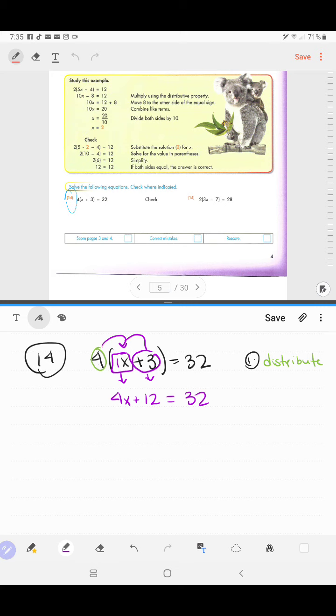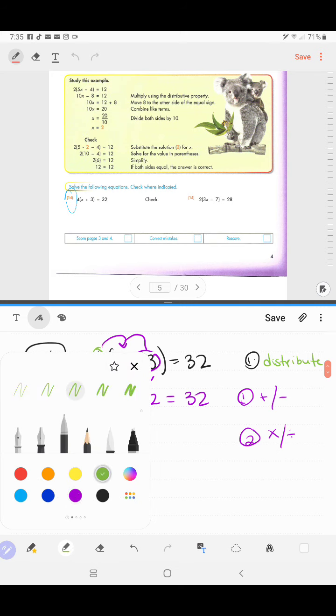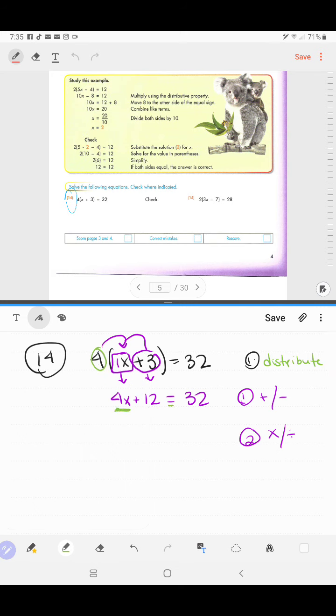And then from here it becomes a two-step equation. So first step, plus or minus. Second step, multiply or divide. So x's equals numbers, those are good. 12 is on the wrong side, so opposite sign is minus. Subtract on the other side. Cancel. Bring down 4x equals 2 minus 2 is 0. 3 minus 1 is 2.